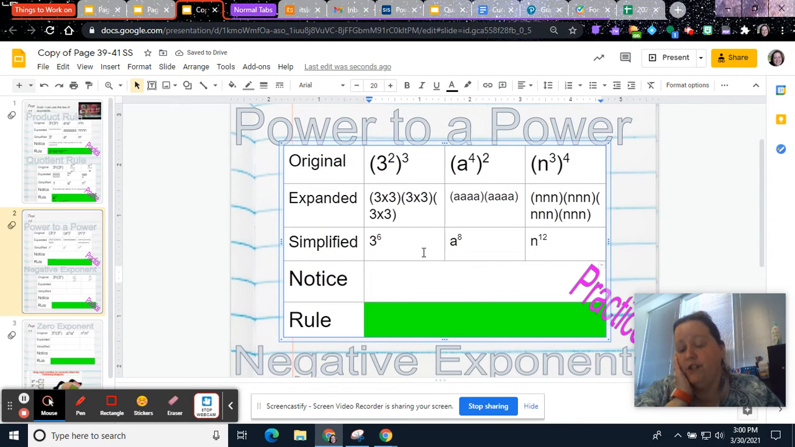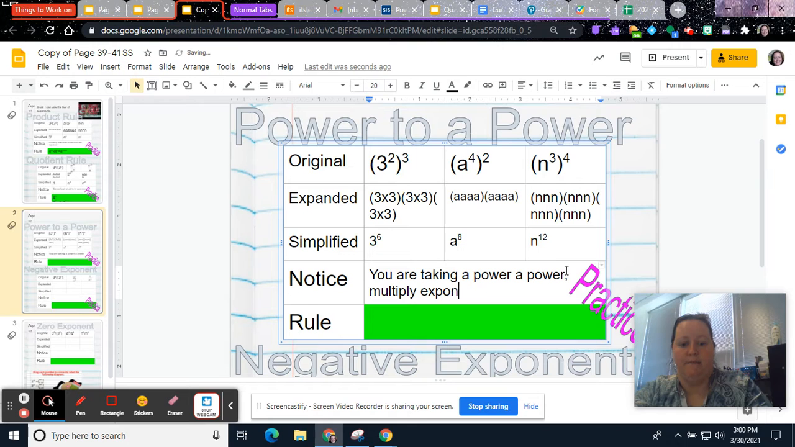So what do you want to notice on this? I want you to notice that you are taking a power to a power. So it's like you have the power inside parentheses, and then you're taking that to another one. And so what that means is you're having to multiply the exponents this time. So when you're looking here, what's the rule?